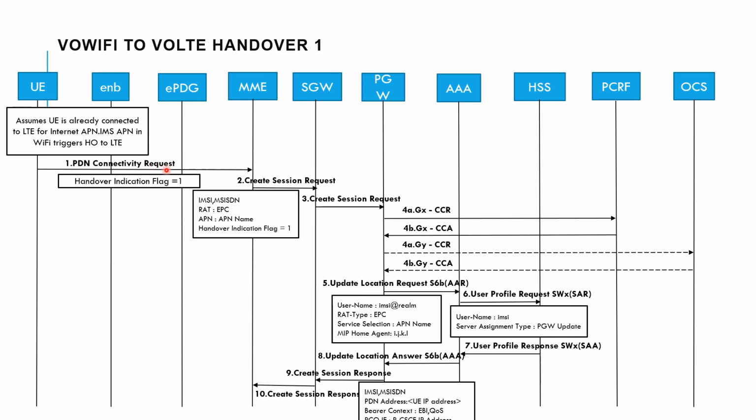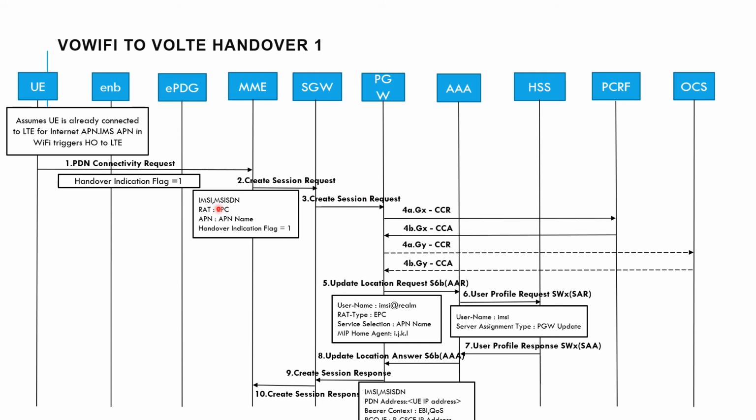So this PDN connectivity request will create a PDN connection from the UE towards the internet. For this particular purpose, this message is the PDN connectivity request. Then the MME sends a create session request towards the S gateway.